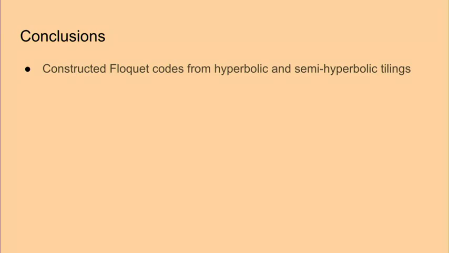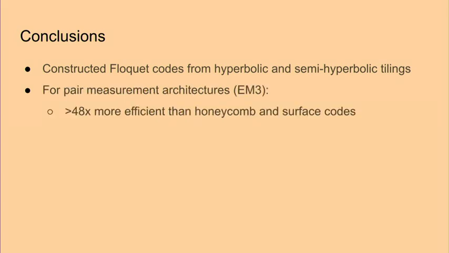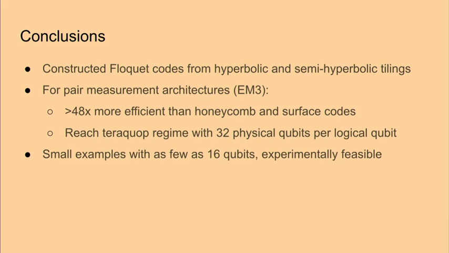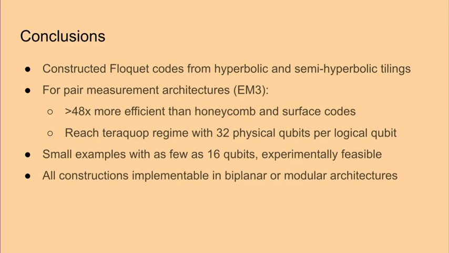So in conclusion, we constructed Floquet codes from hyperbolic and semi-hyperbolic tilings. And for pair measurement architectures, we showed that there's almost a 50 times improvement for honeycomb codes and surface codes. And we can require only 32 physical qubits per logical qubit to achieve algorithmically relevant logical error rates. We also demonstrated some small examples with as few as 16 qubits that are experimentally feasible. And all of our constructions are implementable in biplanar or modular architectures and are efficient to decode. And yeah, I'm happy to take any questions.